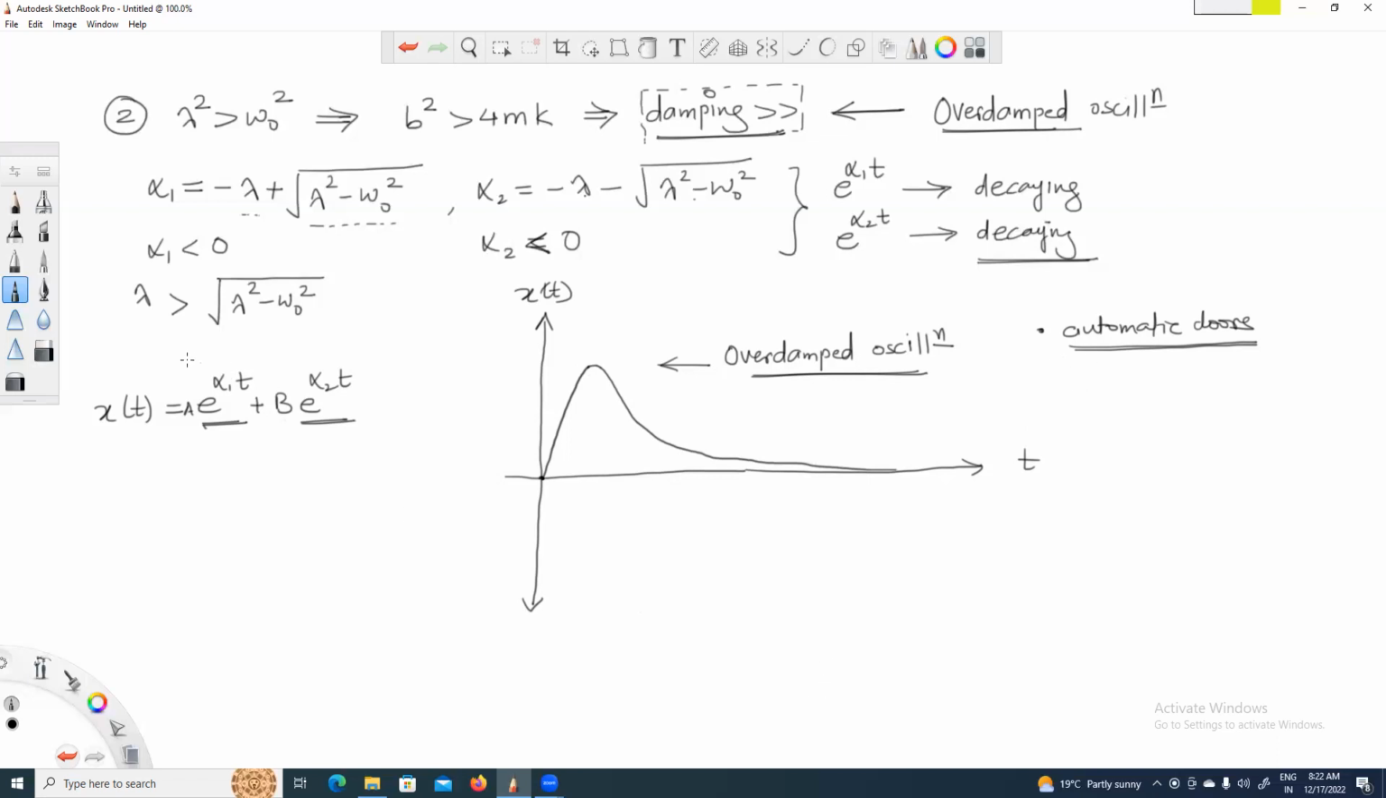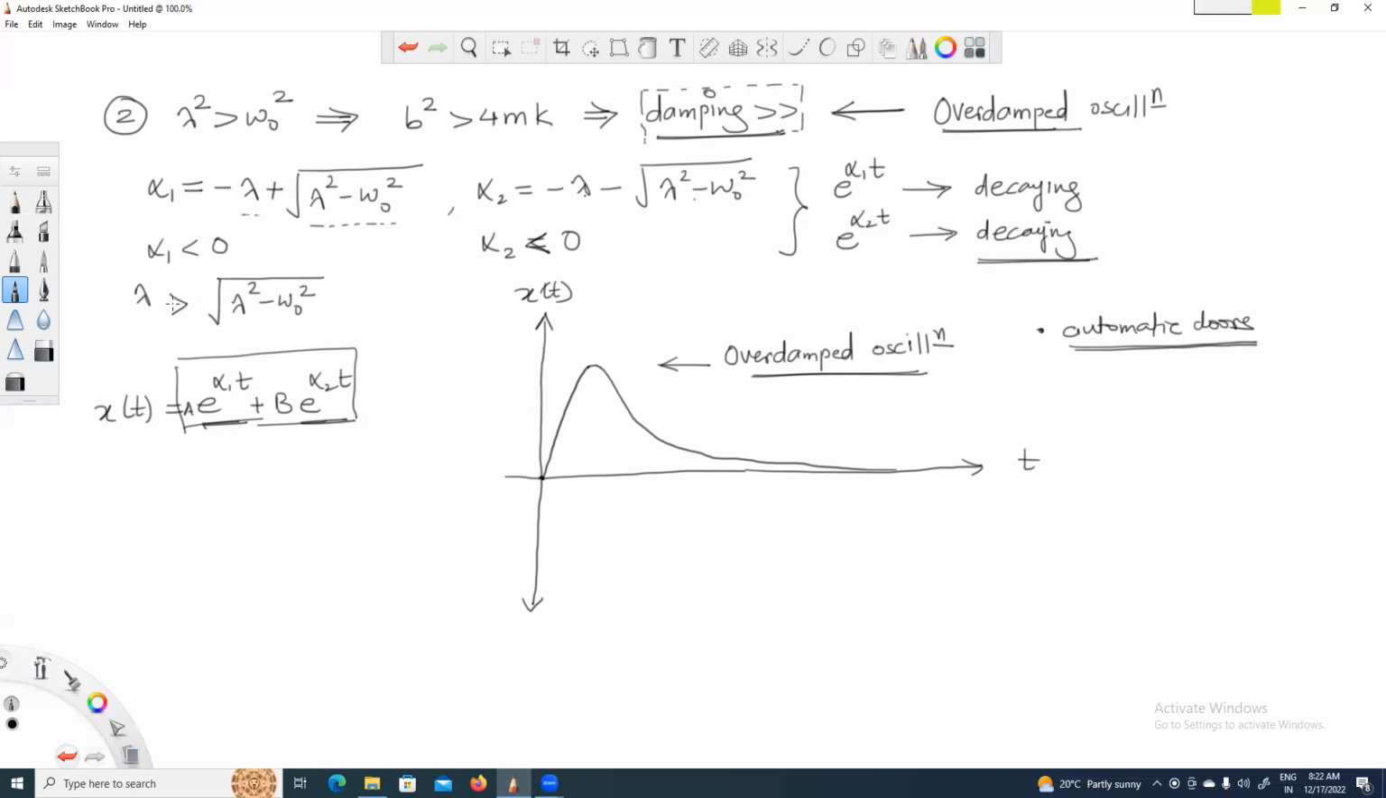And from this, you'll be able to identify the nature of this displacement. The important thing for this overdamped oscillation is that the solution displacement field is not going to be oscillating, right? So it will grow and eventually decrease or die out as time proceeds.